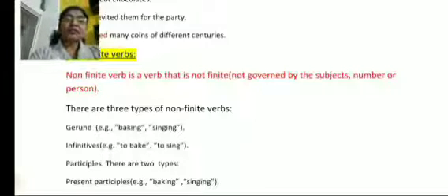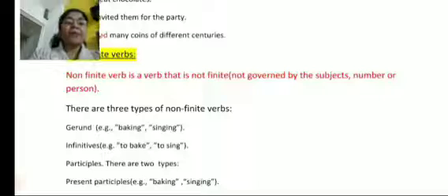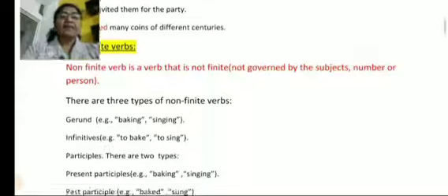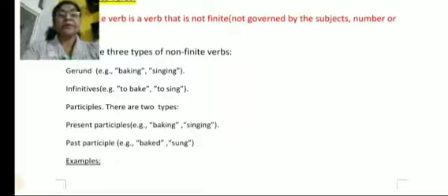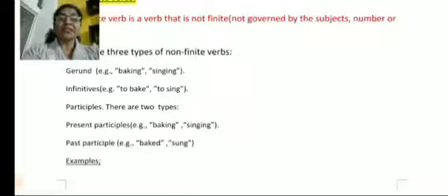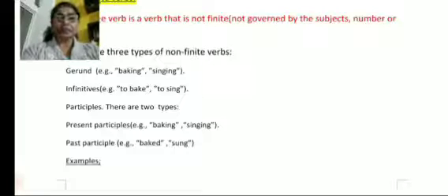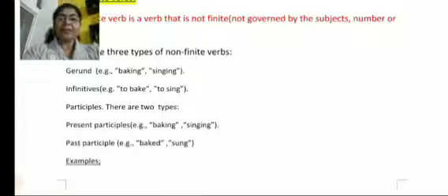Now the third is participles. Participles have two forms: present participles and past participles. Present participles are again the ing form. It is like a gerund, but the function of a gerund and a present participle are different, though the form is the same, ing.